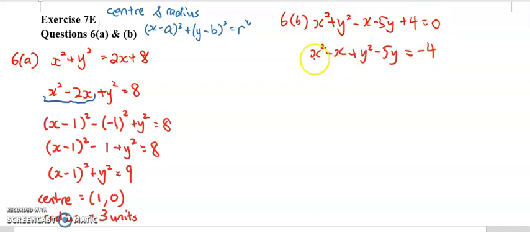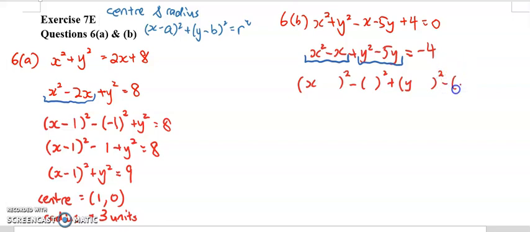So now we can change it into bracketed form, these two terms with x and these two terms with y. We complete the square separately for these. We can write in the brackets: (x − )² − ( )² + (y − )² − ( )² = −4.